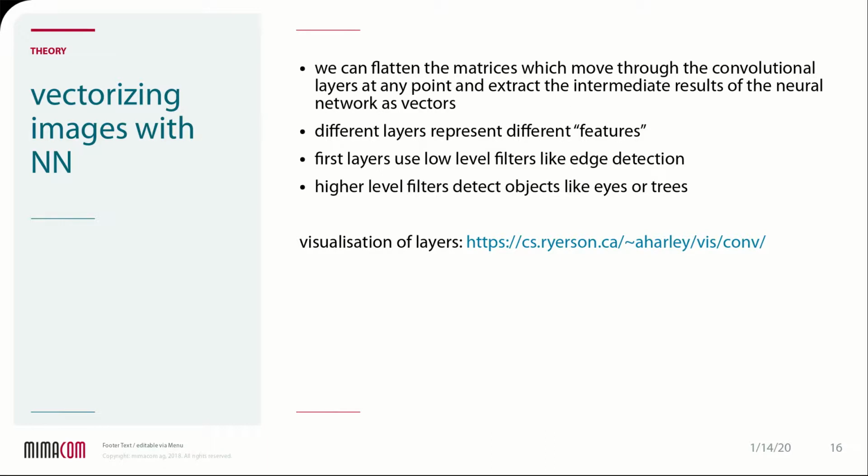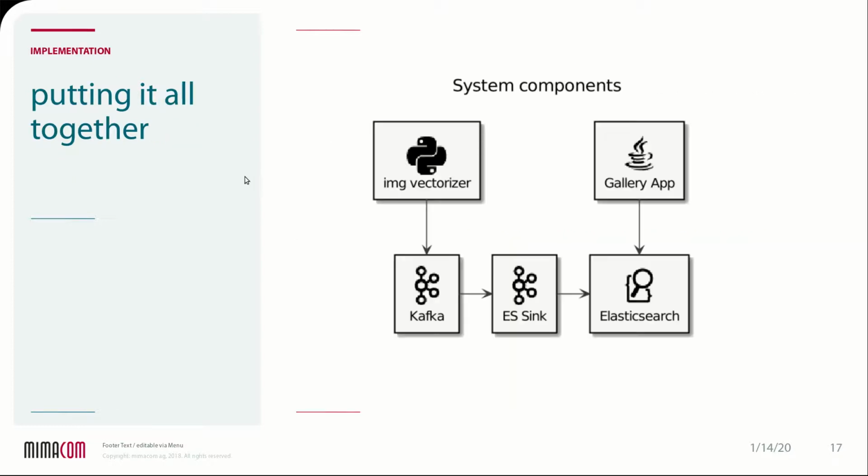So as we also saw in the interactive thing, the first layers do stuff like edge detection, and then higher level filters recognize things like eyes, for example, in complex image processing tasks. So if we put all these building blocks together, we can come up with a system that combines that.